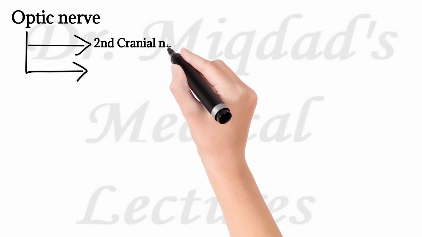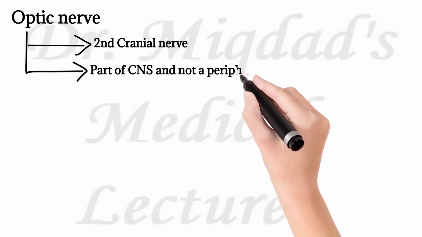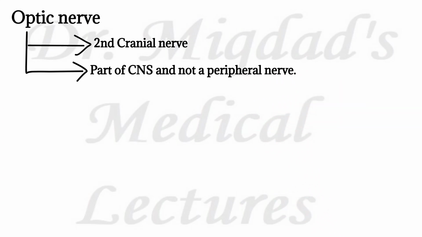It is the second cranial nerve and it is a part of the central nervous system, and it is not a peripheral nerve. I am clarifying this as most typically the optic nerve is grouped with the other 11 cranial nerves and is considered to be a part of the peripheral nervous system. I repeat again that the optic nerve is technically a part of the central nervous system rather than the peripheral nervous system.